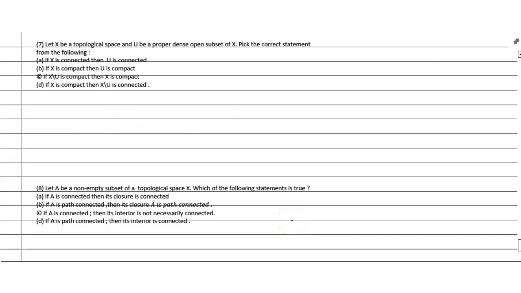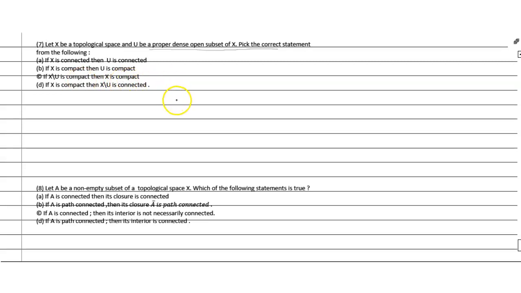Next friends, the next problem is: let X be a topological space and U be a proper dense open subset of X. Pick the correct statement of the following. If X is connected, then U is connected. If X is compact, then U is compact. So friends, X is connected, then U is connected.